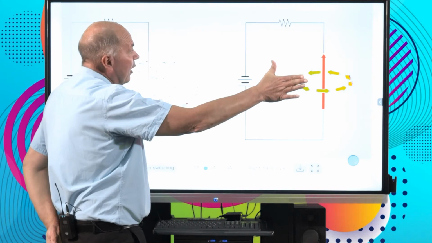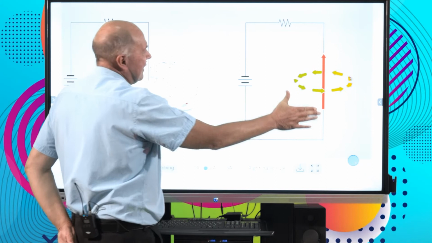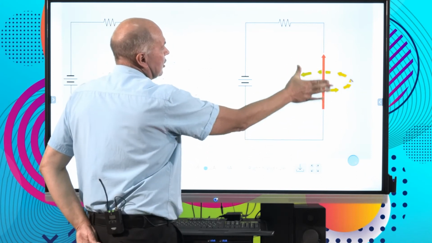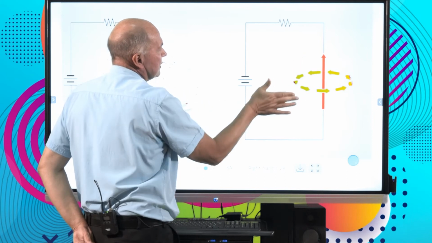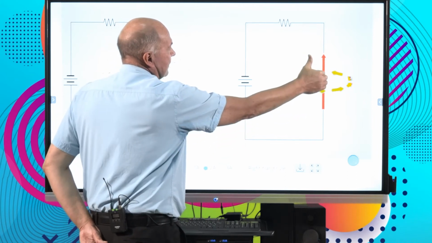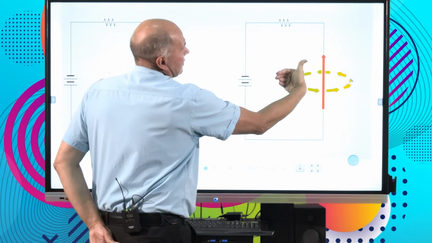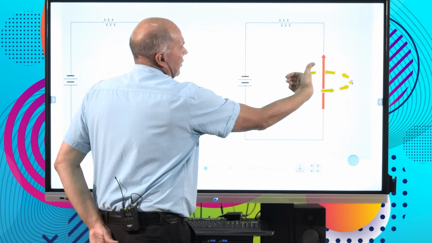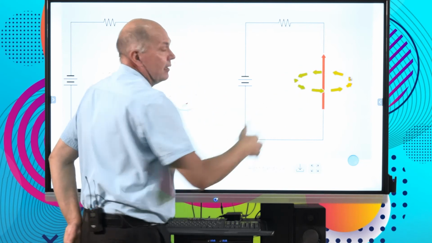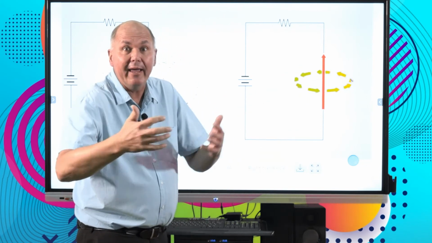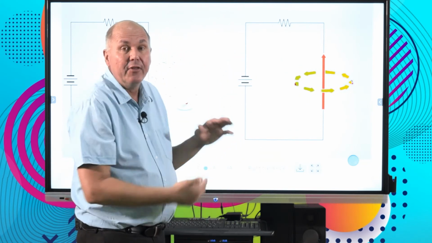So what I want you to do is to recognize that the current direction was up, and recognize that the curl of the fingers are going in on this side and they're coming out on that side. So if you look at that, it's going in on this side and it's coming out. So in a circular way, it's representing the magnetic field.